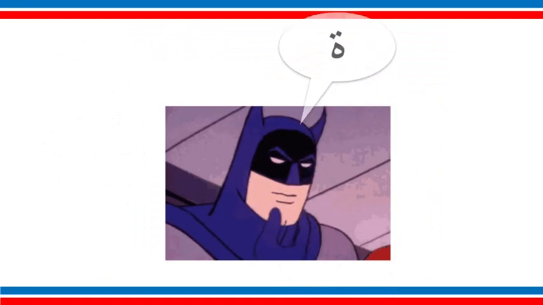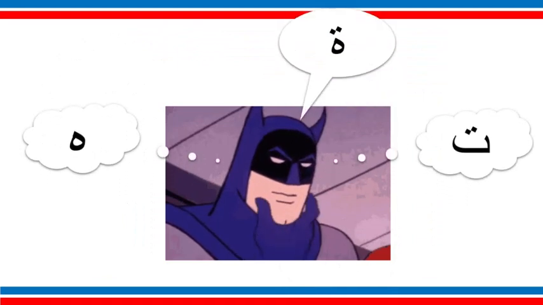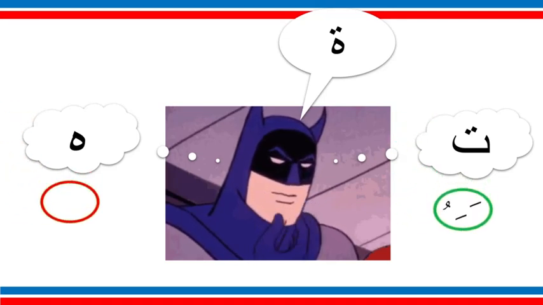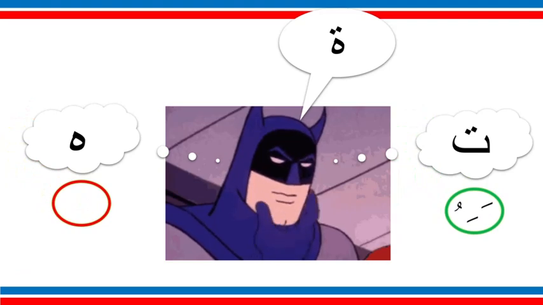After that, Batman asked you, okay, I heard of something, it's called تا مربوطة. When do we pronounce تا مربوطة تا, and when do we pronounce it ها? You can pause the video because now I will answer. The answer is, we pronounce it تا if we have حركات, and we pronounce it ها if we don't have حركات, or we have سكون.